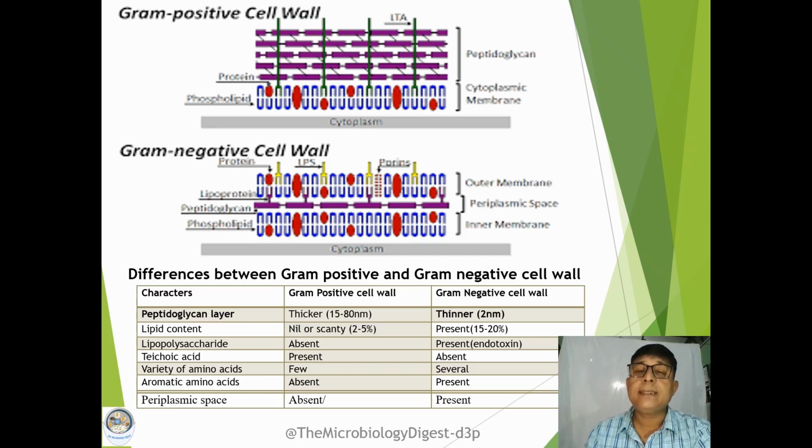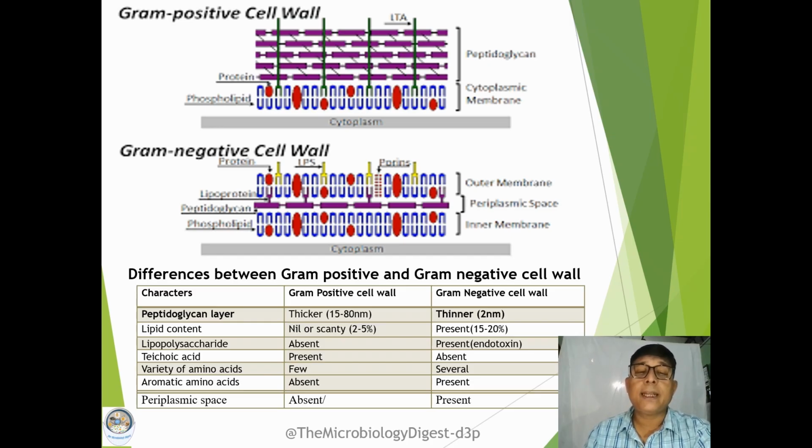Now it is very important to understand the structural differences between the gram positive cell wall and the gram negative cell wall. So here I have compiled some of the points. First are the characters, then the gram positive cell wall, then the gram negative cell wall. The peptidoglycan layer, as we have already discussed, is very thick in gram positive and very thin in the gram negative cell wall. The lipid content is almost nil in gram positive, but here it is very high.